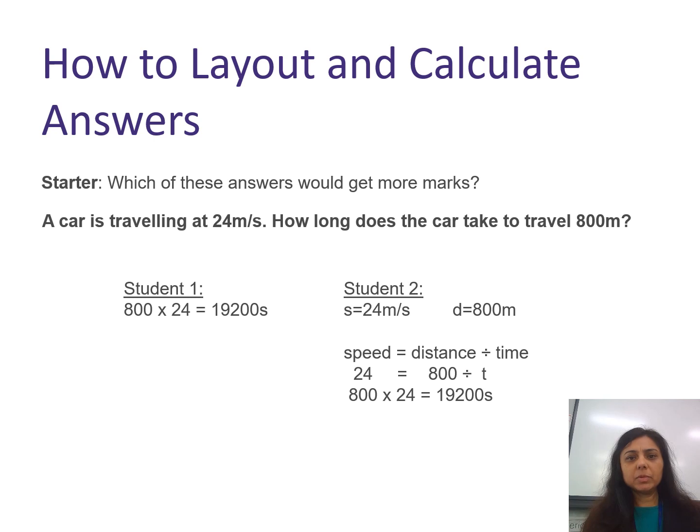In this example, which of these answers would you give any marks? A car is traveling at 24 meters per second. How long does the car take to travel 800 meters? Student 1 just multiplies the two values and gives an answer in seconds. Student 2 has written down S is 24 meters per second and D is 800 meters, and has put down a formula, speed is distance over time, and rearranged it.